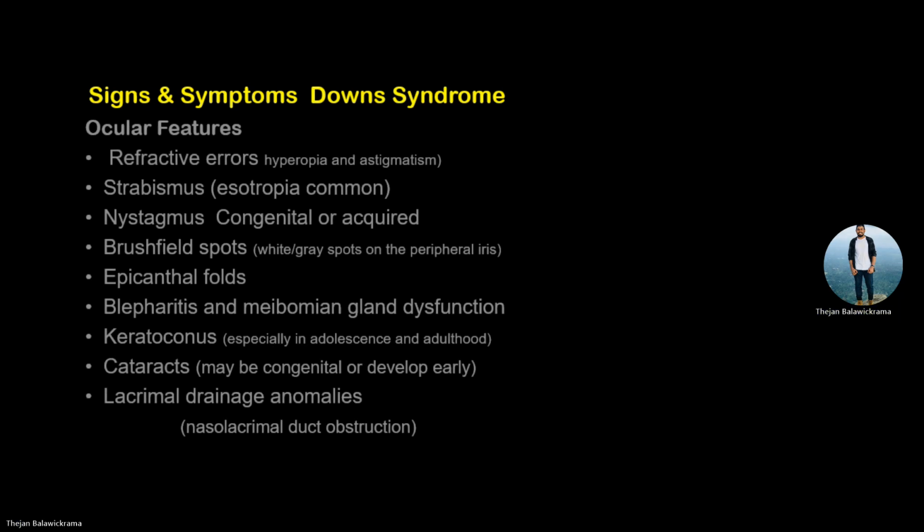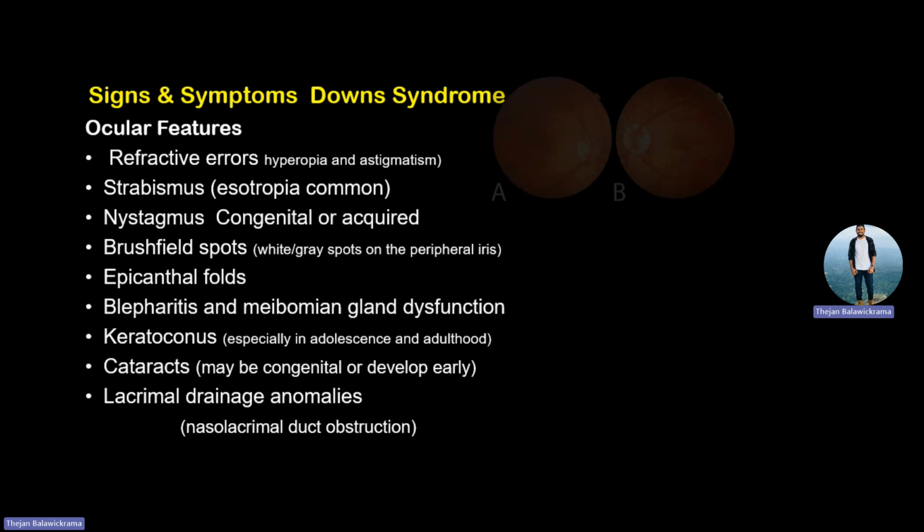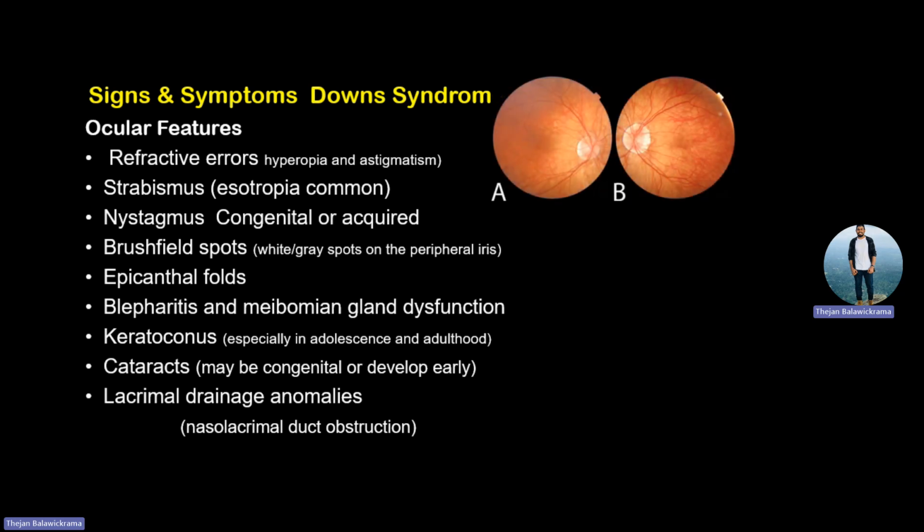So, what happens in the eyes? They all have refractive errors. They need a pair of glasses. Most of the time it's hyperopia, mild myopia also, and astigmatism. They can develop a squint. They are mostly having squints. Nystagmus is the dancing eyes. And then the inside of the eye looks like that.